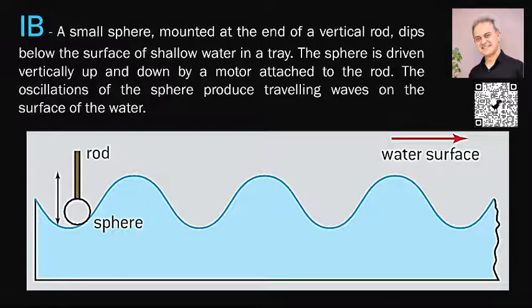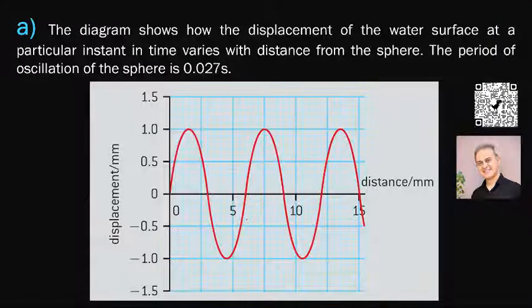Hello guys, let's consider this problem about waves and oscillations. A small sphere mounted at the end of a vertical rod dips below the surface of shallow water in a tray. The sphere is driven vertically up and down by a motor attached to the rod. The oscillations of the sphere produce traveling waves on the surface of the water. Okay, here the rod is oscillating up and down, producing transverse waves.